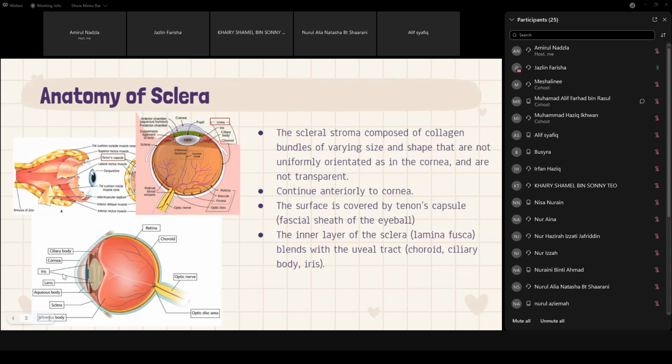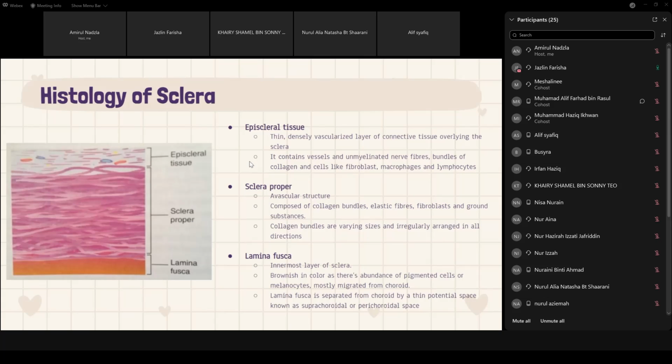And then the surface is covered with Tenon's capsule here, which is the fascial sheath of the eyeball. And the inner layer of the sclera, which is lamina fusca, will blend with the uveal tract, which is the choroid, ciliary body, and the iris. So let's take a look at the histology of sclera.